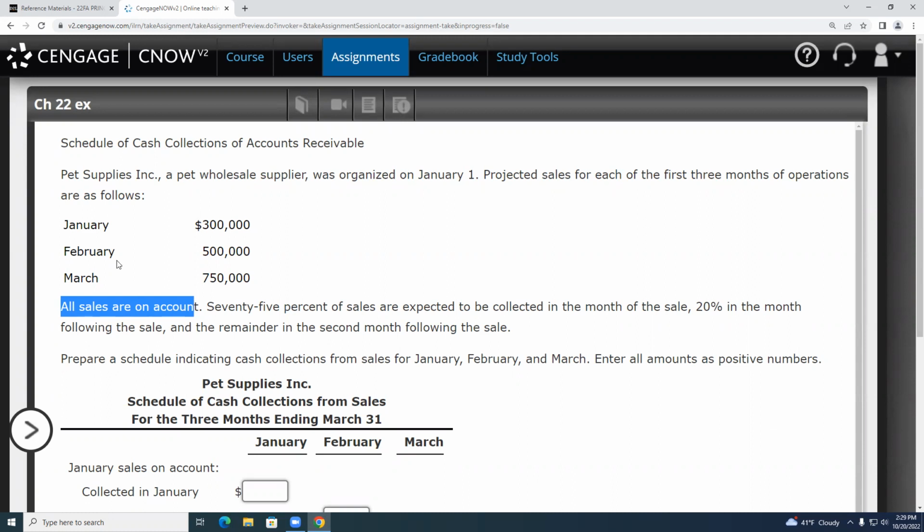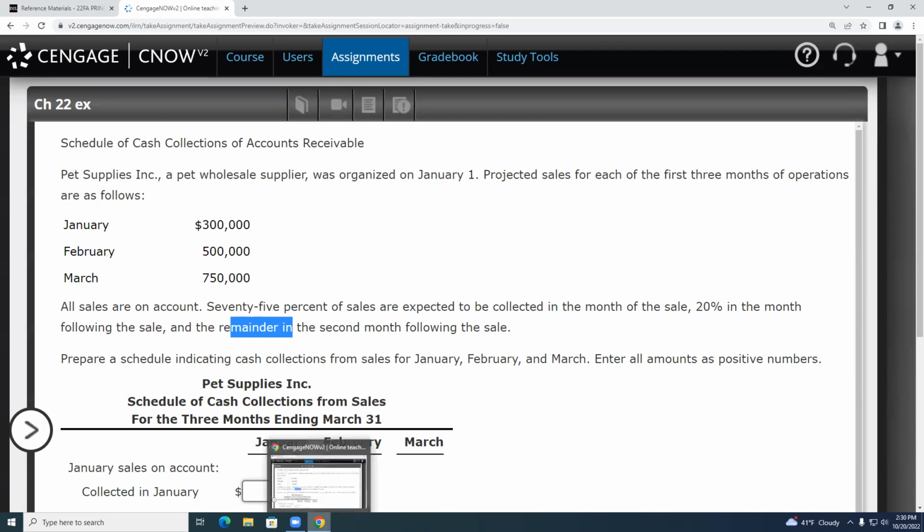And so what are we told here? All of these sales are on account. 75% of those sales, though, are expected to be collected in the month of the sale. So that's going to help with our cash flow. 20% is collected the next month, and then the remainder, which would be the last 5%, is collected the second month following the sale. This company is in a really good position. They're making it easy for us. They're not planning for any uncollectible accounts. They expect to collect 100% of their sales revenue, but it's just going to take a little bit of time, up to 2 months.